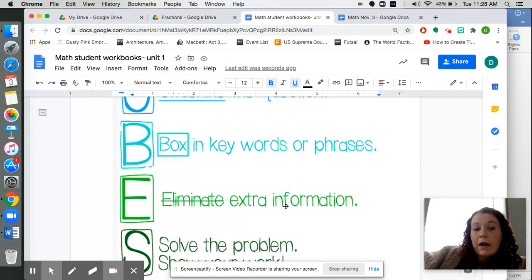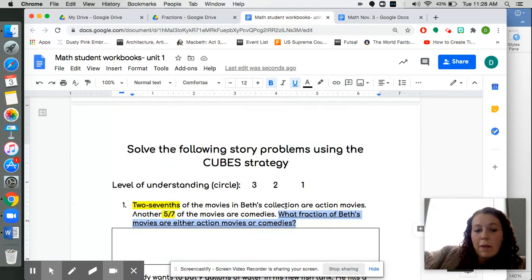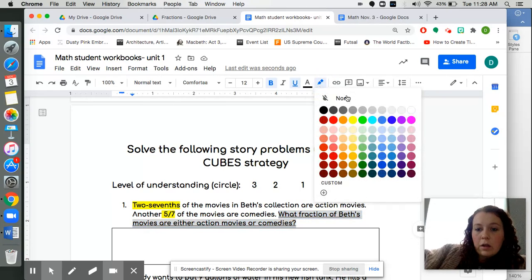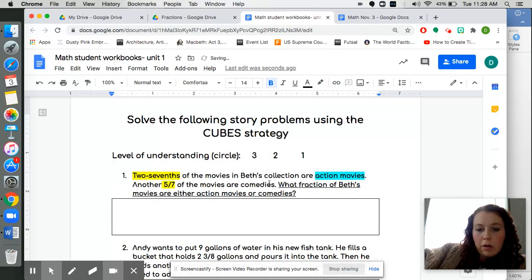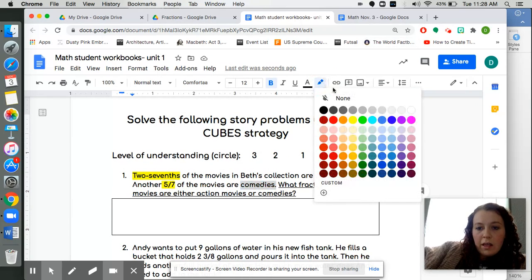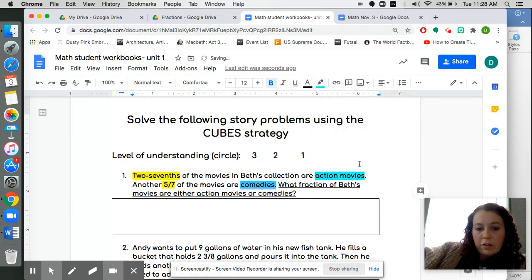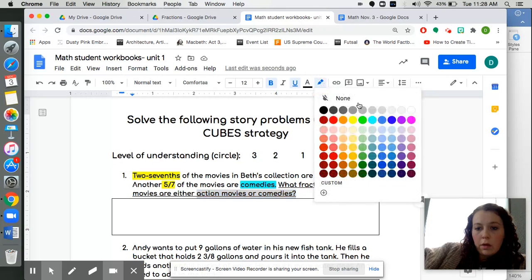Next, I'm going to box in keywords or phrases. So I'm going to use my highlight tool again, but I'm going to use a different color and highlight all of the words that I think are important. Well, the question is asking me about action movies, so I'm going to highlight that, and comedies as well. So I highlighted words that were related to either, and we've got action movies or comedies.